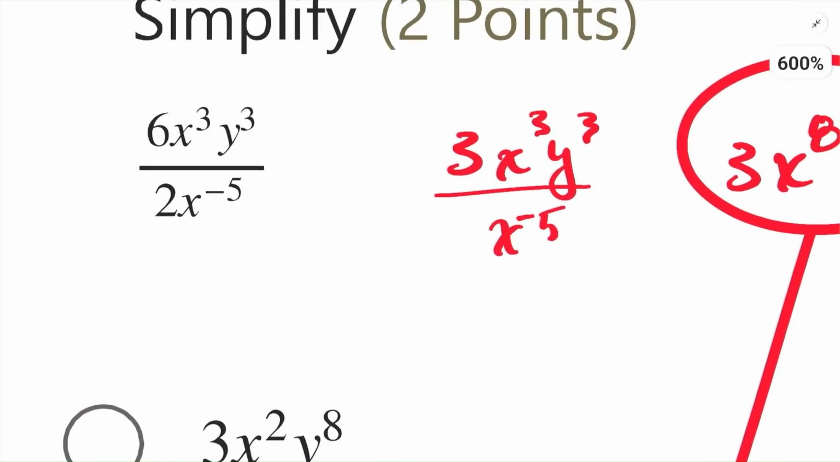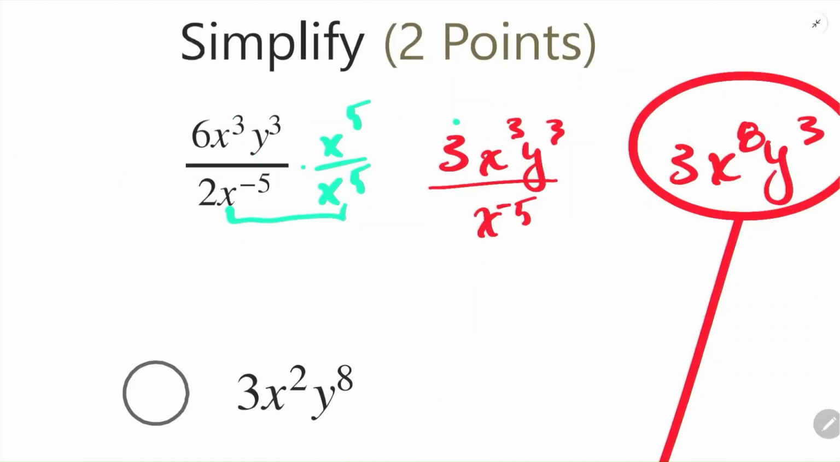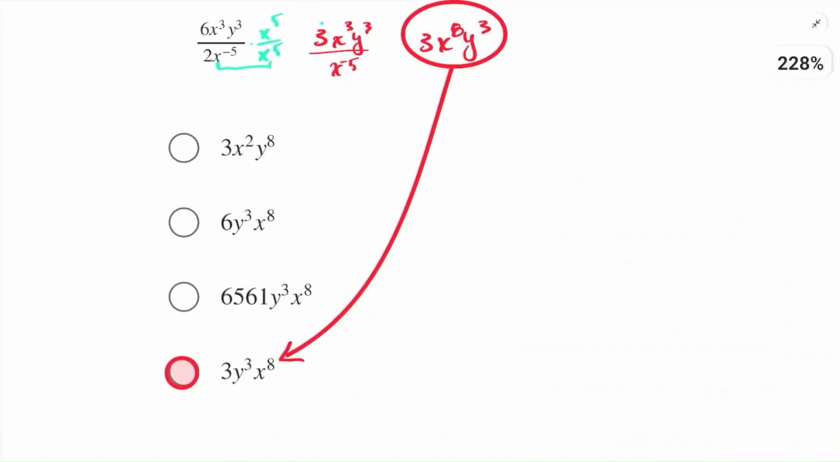This one. 6 divided by 2 is 3, so I've got this 3. And then this x to the 3rd, I didn't write this, but my thought is literally I'm multiplying by x to the 5th in both the top and bottom. That will give me an x to the 8th in the top, and these two just become the number 1 in the denominator. So I've got 3x to the 8th times y to the 3rd, which is one of our choices.